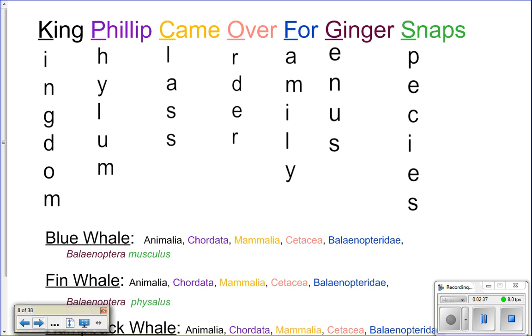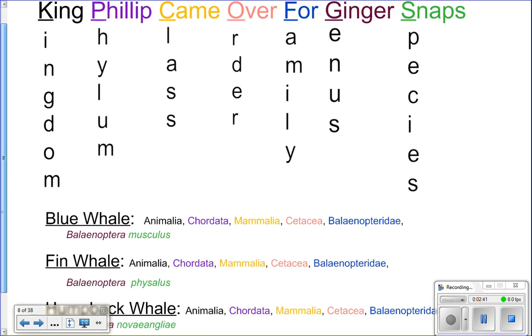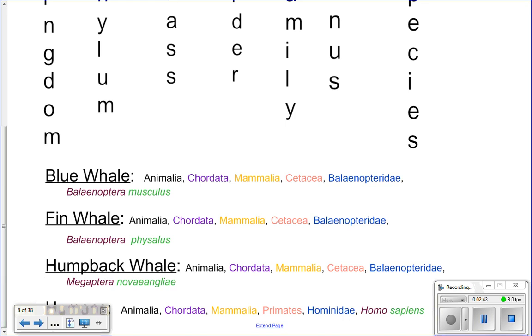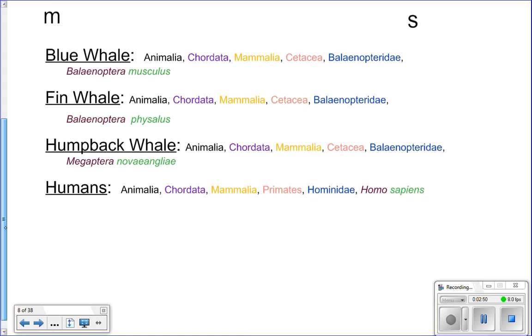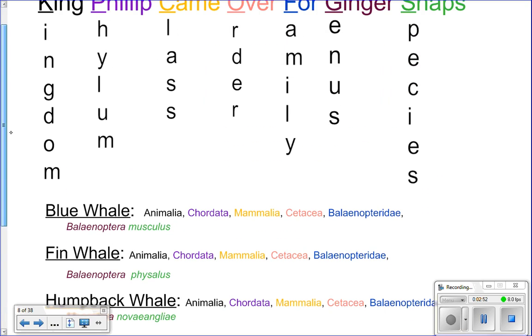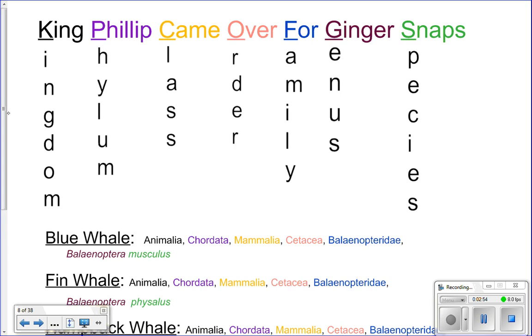Here is just a color coordinated thing, hopefully to help you see this a little bit better. And then here's the classification down here for the 4 animals that we actually looked at before: the blue whale, the fin whale, the humpback whale, and also humans. So it's color coordinated with the level of classification up at the top.